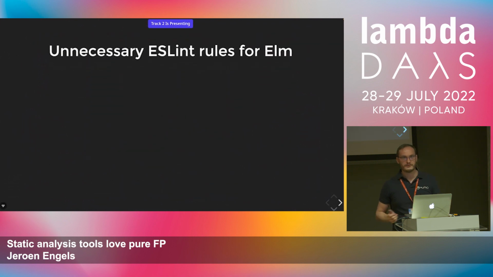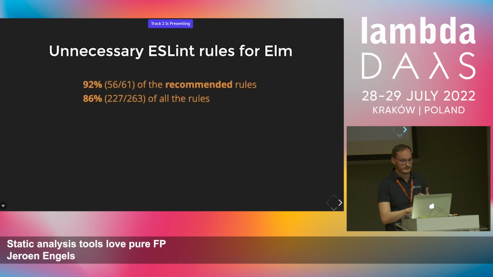So how many rules am I talking about? So I had some little fun going through all the ESLint rules, the ones that come with the tool, not the thousands that come from the NPM package ecosystem. And I wanted to see which ones apply to Elm and which ones don't make sense. And I found that 92% of all the rules that are enabled by default don't make sense for Elm. And 86% of all the other ones, all of them, don't make sense.